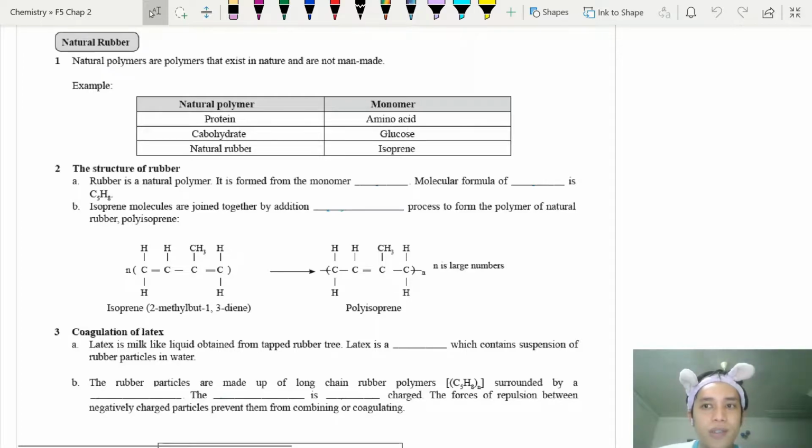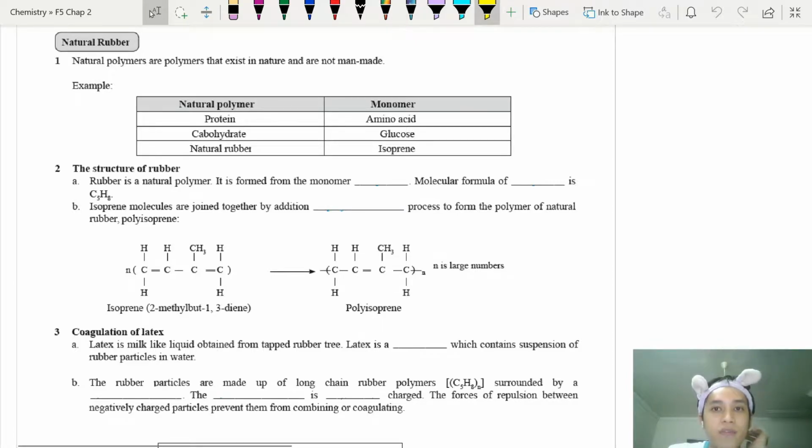Okay, so the final part of your chapter 2, the carbon compounds, is natural rubber. Here you're going to learn what natural rubber is, the differences between natural rubber and synthetic rubber, and then how we can coagulate latex and how to prevent the latex from coagulating.